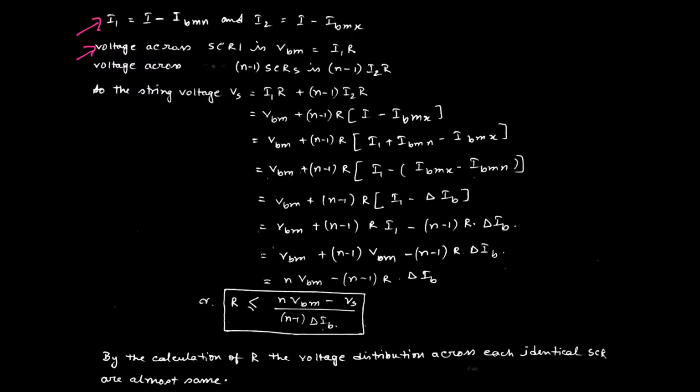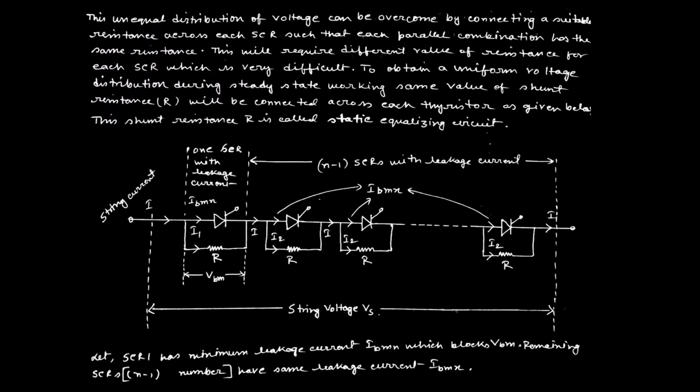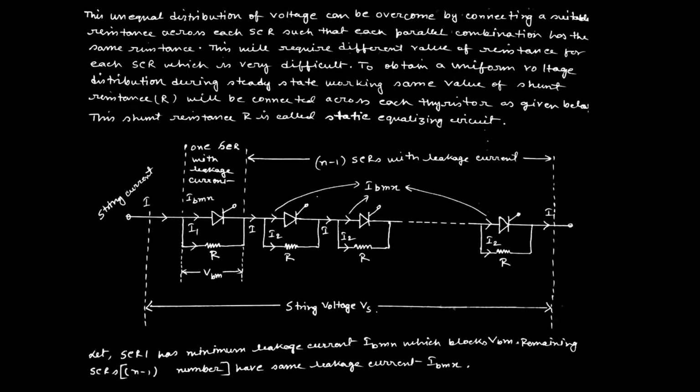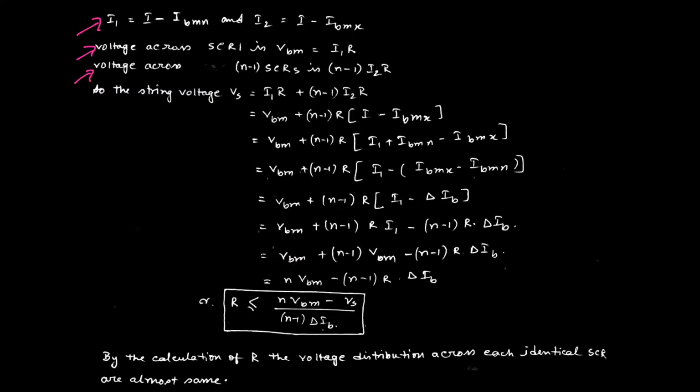So the voltage across the first SCR, as given in the circuit diagram, is VBM equal to I1 into R, the voltage drop across the parallel resistance, and the voltage across the other n-1 SCRs is defined by n-1 into I2 into R. That can be seen in this picture: VBM equal to I1 into R is the potential drop across this resistance, and for the n minus 1 resistances it is I2 into R. So we can write these two equations: for SCR1, VBM equal to I1R, and for n minus 1 SCRs, n minus 1 into I2R.